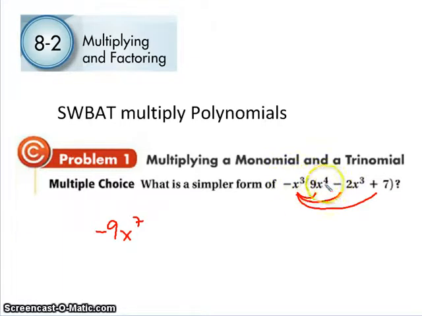Okay, negative times negative is positive. Sorry. X cubed and x cubed. Oh, we have a 2. Sorry, forgot a 2. And then x cubed and x cubed is x to the 6th. And then we have negative times positive is negative. We have x cubed times 7, so we get 7x cubed. There's your answer.